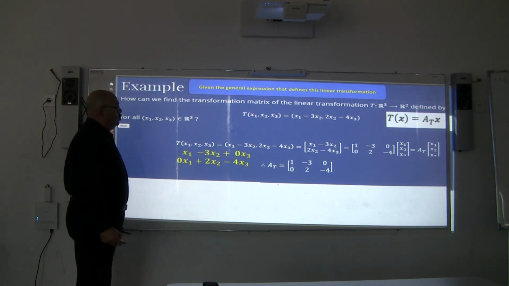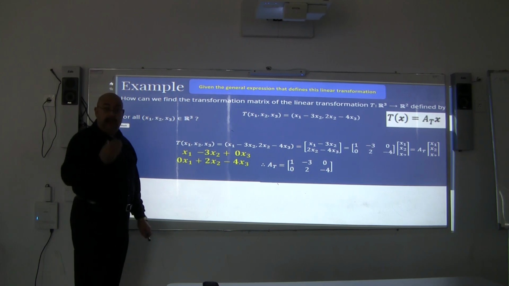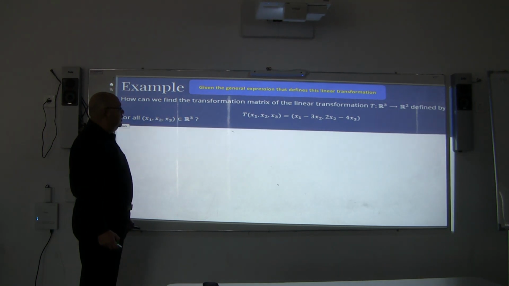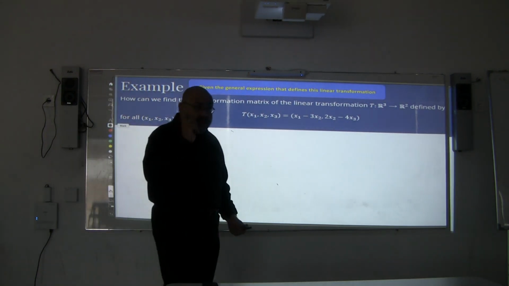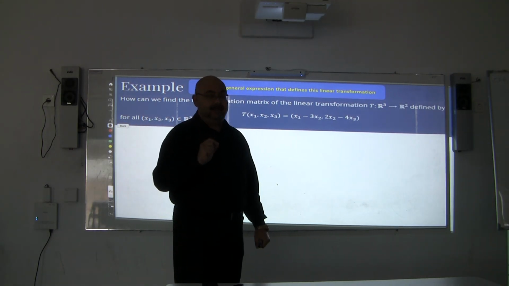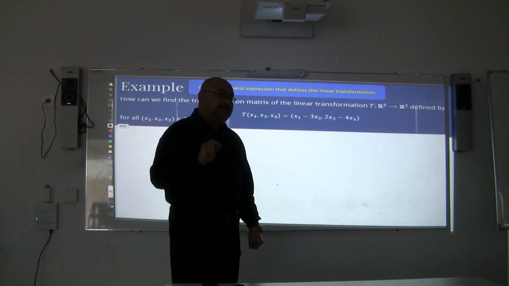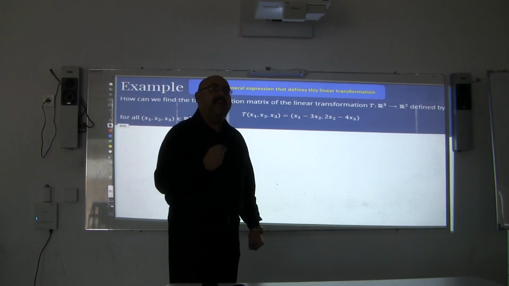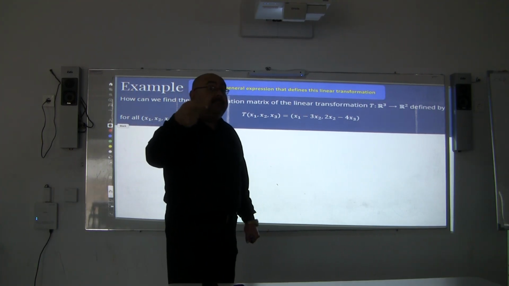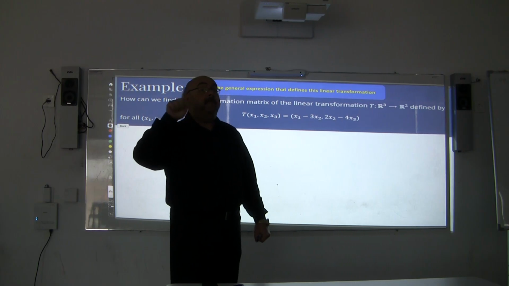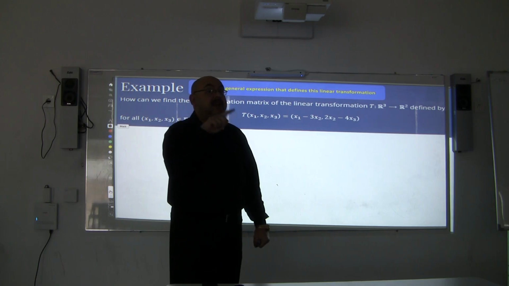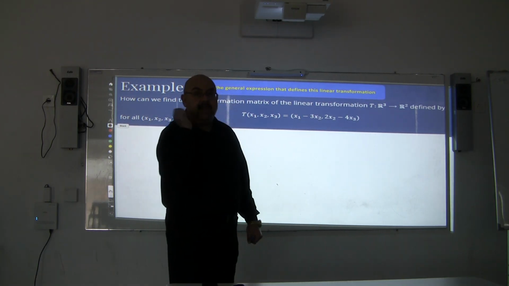Okay. Notice also, there is another way, we will see it in the coming slide. I can get also the transformation matrix from the columns of the identity matrix relative to Rn, to the input.